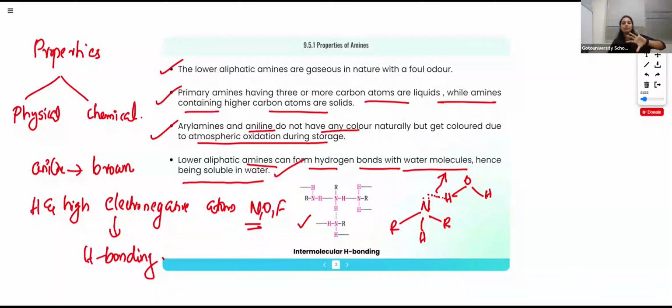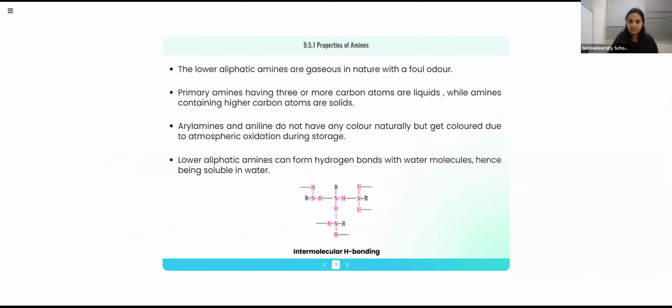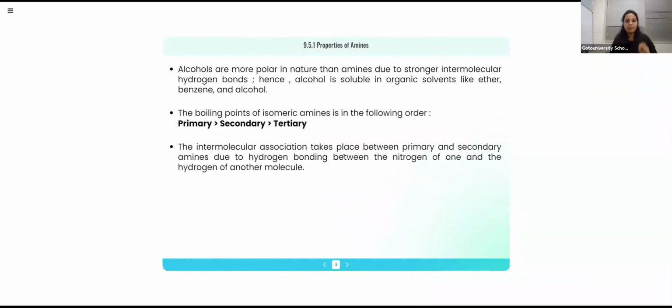So between the water and the amine molecules, hydrogen bonding is there. Between amine molecules also, hydrogen bonding is there. That is called intermolecular hydrogen bonding. So this diagram indicates the hydrogen bonding between the molecules themselves, not between water and the amines. Got it? Yes, this is the property.